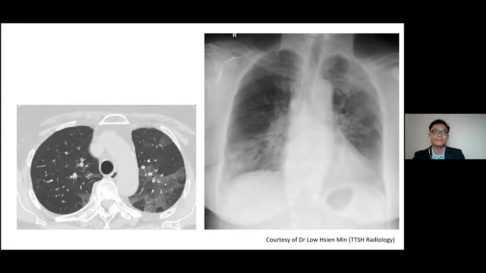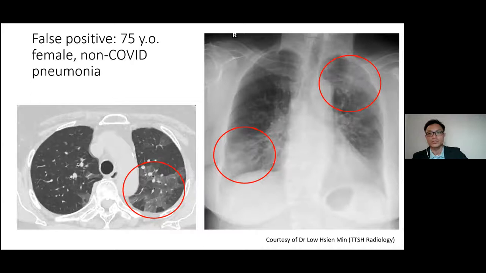To further illustrate the limited specificity of imaging, this was a 75-year-old patient recently admitted for pneumonia and found to have multifocal patchy ground glass opacities, quite characteristic of COVID, but PCR was negative on three counts and she was discharged well.